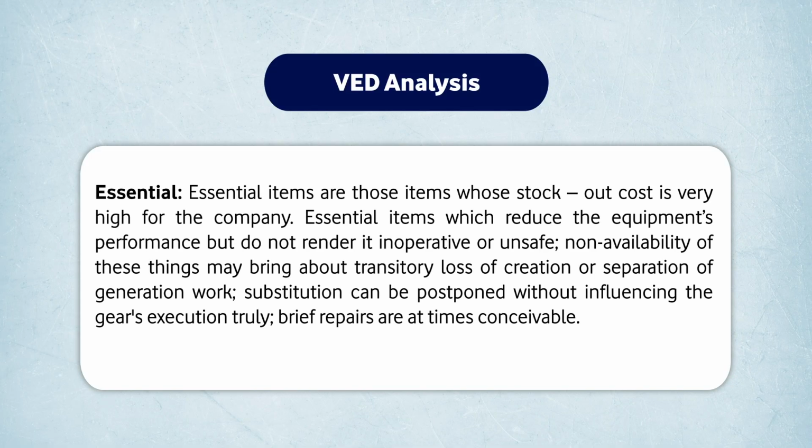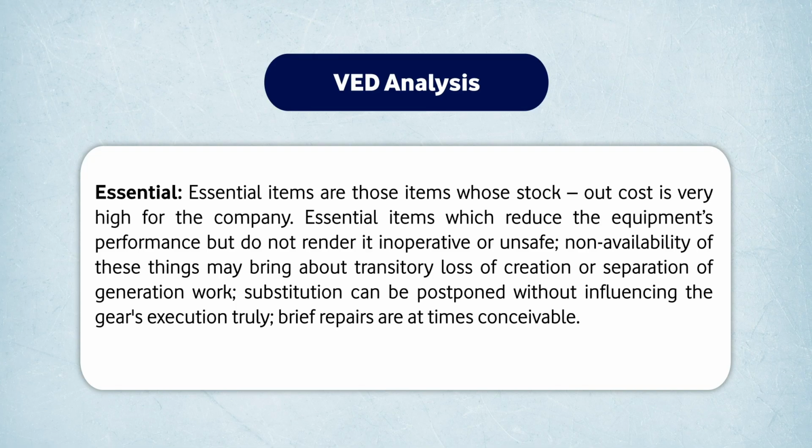The second category is the essential items. Essential items are those whose stock out cost is very high for the company. Essential items reduce the company performance but do not render it inoperative or unsafe. Non-availability of these items may bring about a loss in production work. Substitution can be postponed without influencing equipment performance. We are discussing the essential items, whose stock out cost is very high.